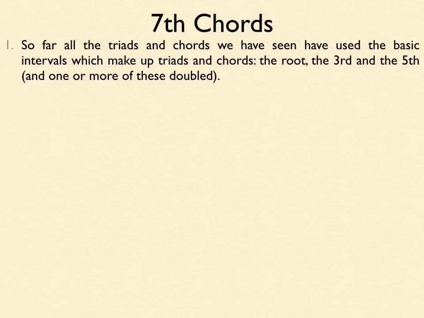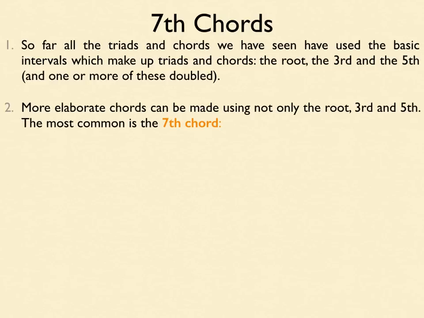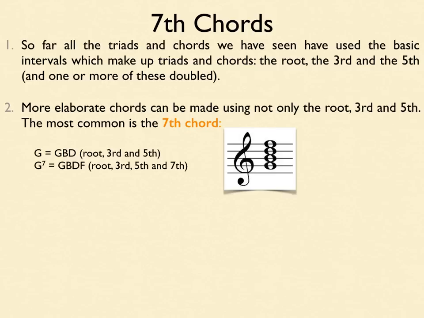But you can get more elaborate chords, and they're made up using not only the root, the third, and the fifth, but also the seventh. And if you have the seventh in a chord, it's a seventh chord. Just to give you an example, here's G, the note G, form a triad on G and you get G, B, D. And that's your root, third, and fifth. And then you can add a seventh above it. That's your F. So you have the root, third, fifth, and the seventh.